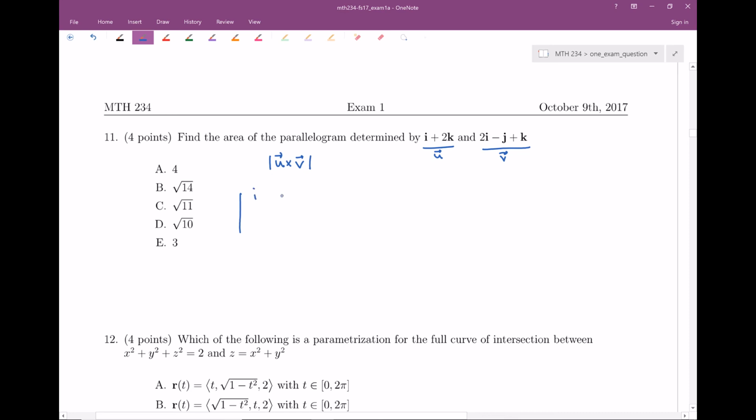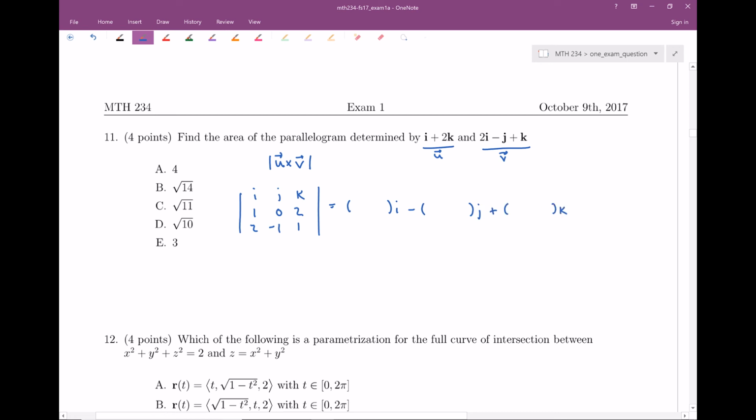So I'm going to have i, j, k. And now for my u vector, it looks like I have 1 i, 0 j's, and 2 k's. So 1, 0, 2. For my second vector, I have 2 i's, negative 1 j, and 1 k. So there we are, that's my determinant, my 3x3 matrix that I've set up for us. And now when I take this determinant, I'm going to have stuff with i's minus some stuff with j's plus some stuff with k's.